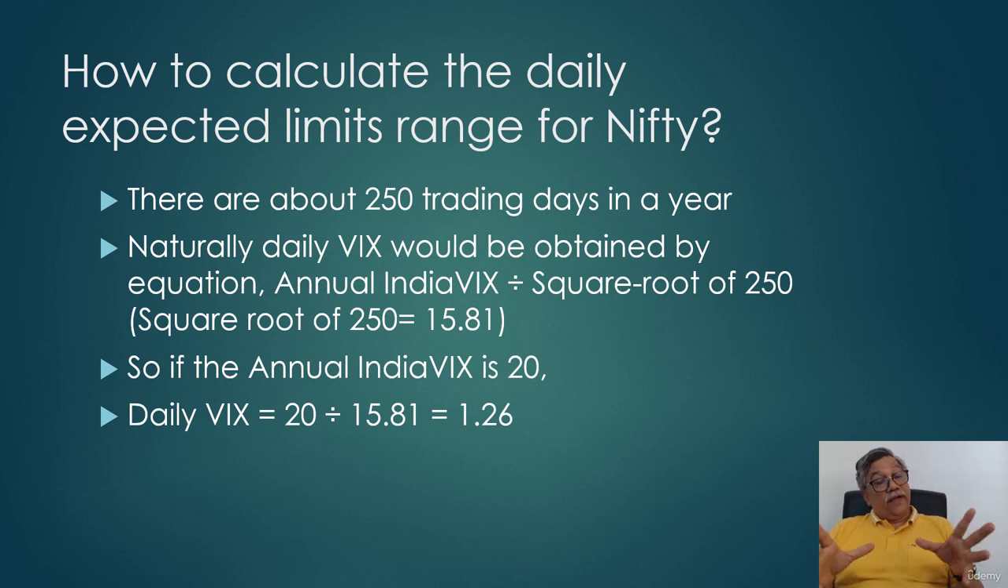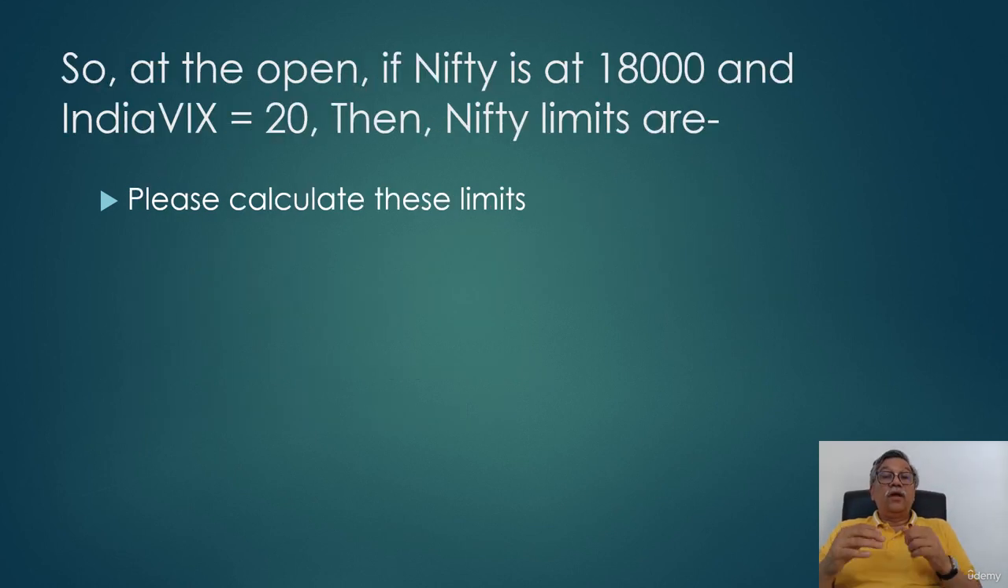Naturally, as I said earlier, daily VIX would be annual VIX divided by the square root of 250. So if annual IndiaVIX is 20, 20 divided by the square root of 250, that is 15.81, comes out to be 1.26. What we mean is, we are expecting Nifty to remain within 1.26% up or down for the day. So at the open, if Nifty is 18,000 and IndiaVIX is 20, what would be the Nifty limits? The same 1.26% below 18,000 and the same percentage above 18,000 would be the limits for Nifty.